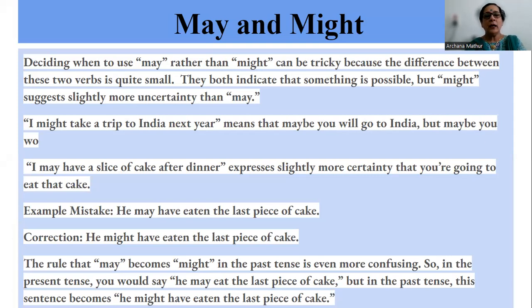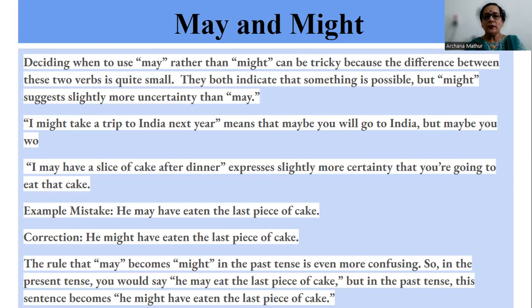Like, for example, I might take a trip to India next year means that maybe you will go to India, but maybe you won't. So might is more uncertain because there could be any reason. I may have a slice of cake after dinner.